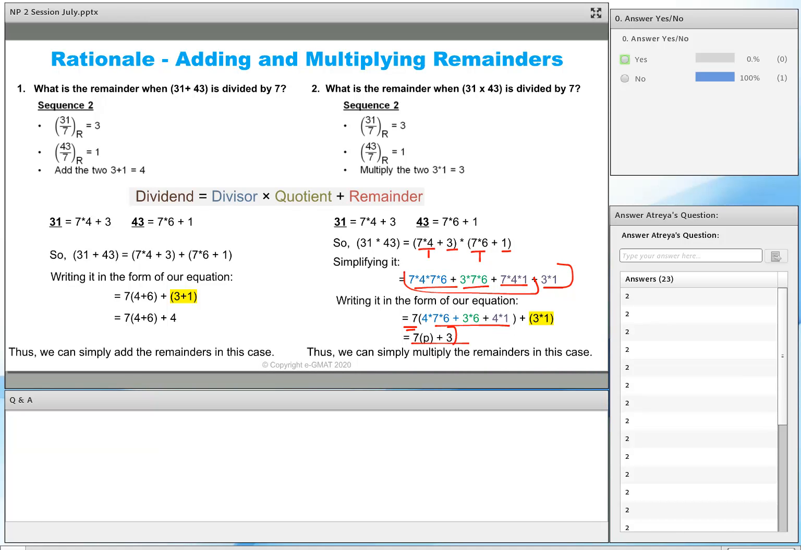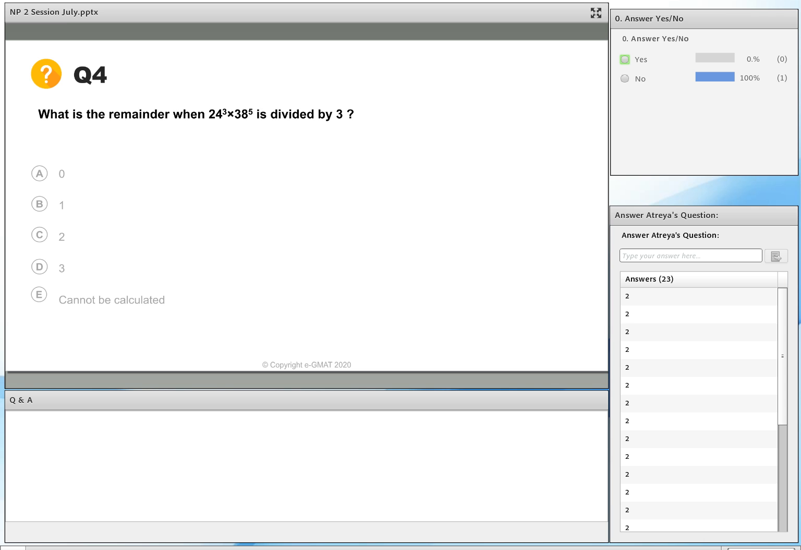If I calculate the individual remainders, or if I calculate the product, the remainder at the end has to be equal. The concept for this is the same that we learned over here, which is dividend is equal to divisor times quotient plus remainder, right? With that, now let me move on to the next question.